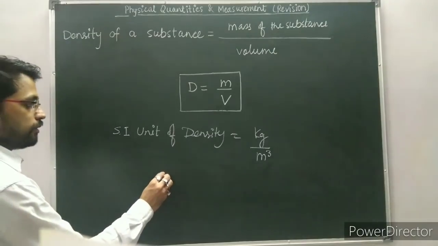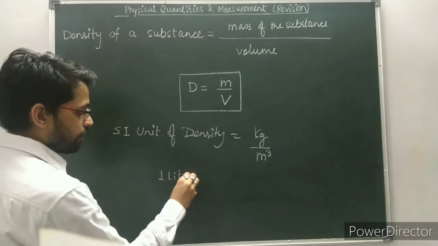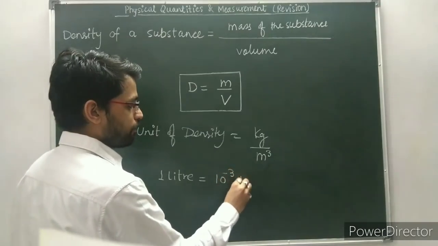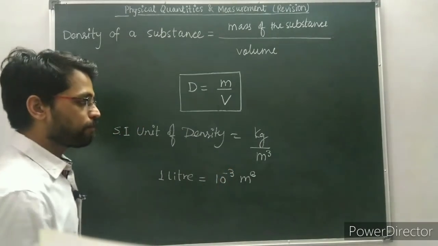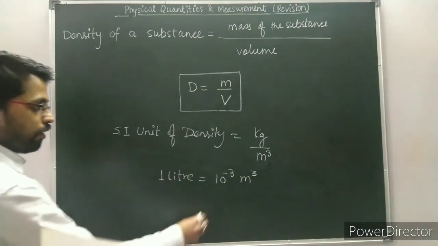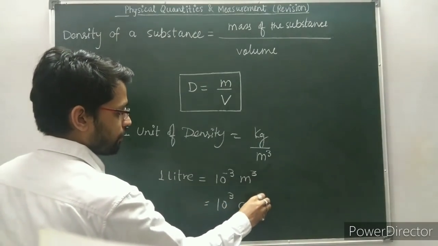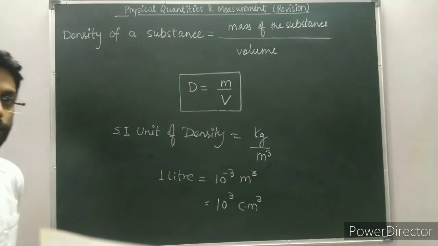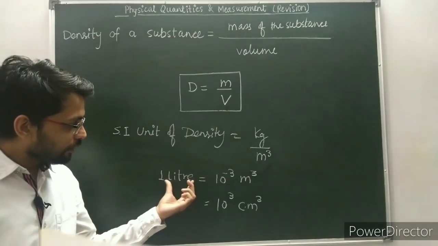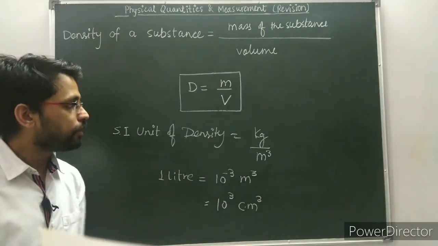And the conversion is like so: 1 liter is equal to 10 to the power minus 3 meter cubed, or 10 to the power 3 centimeter cubed. So this is the conversion from liter to meter cubed or centimeter cubed.